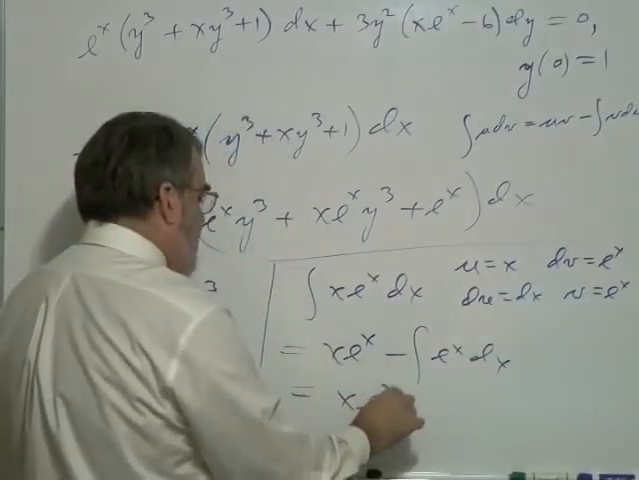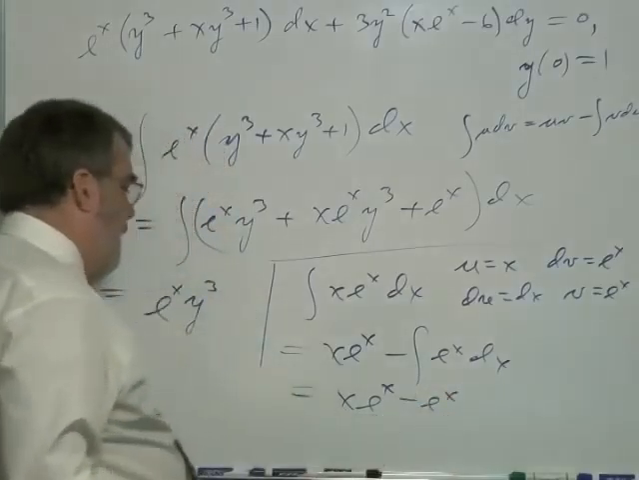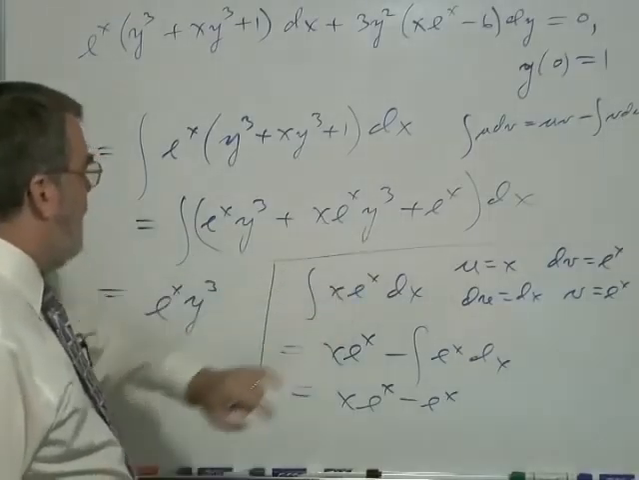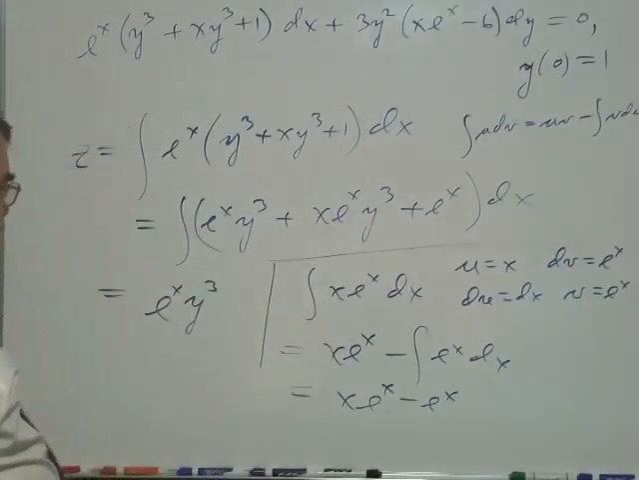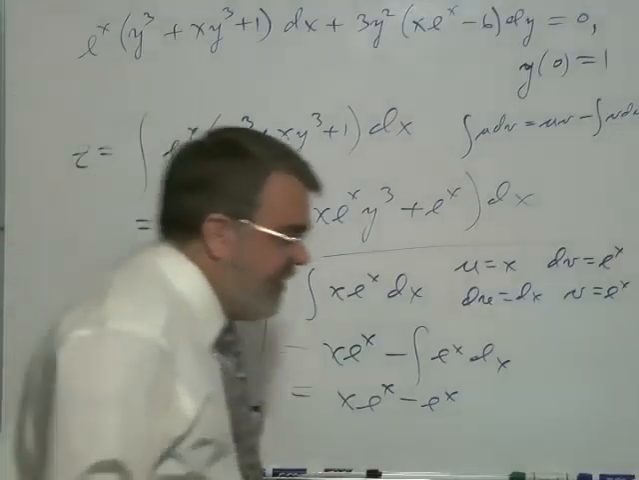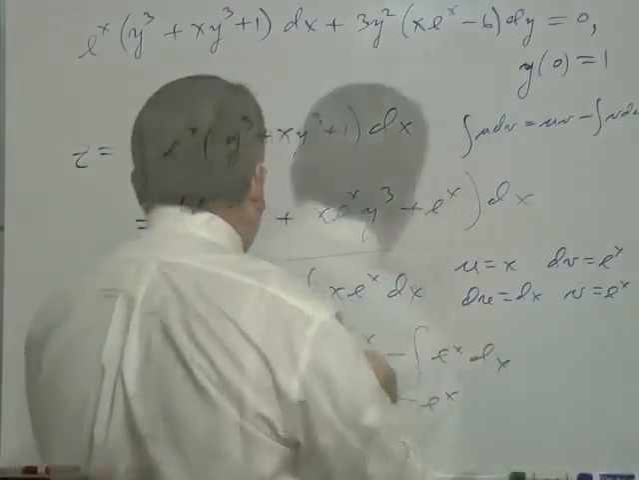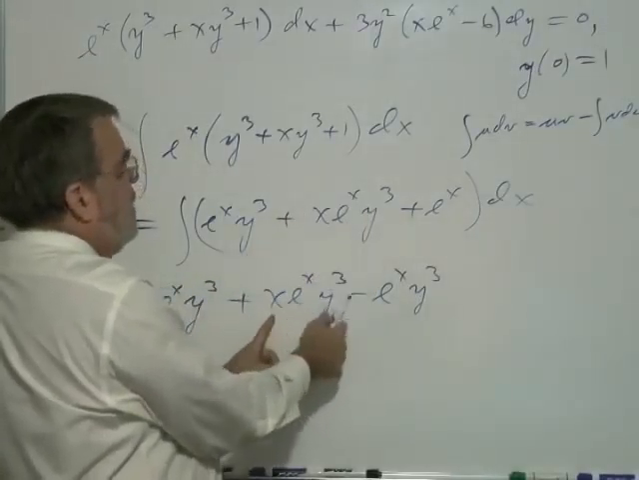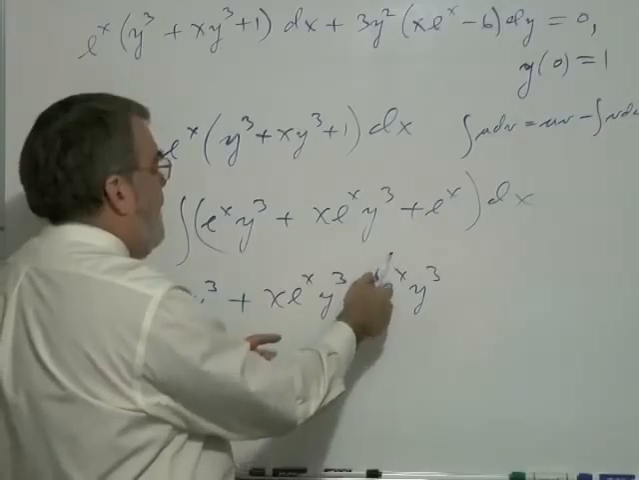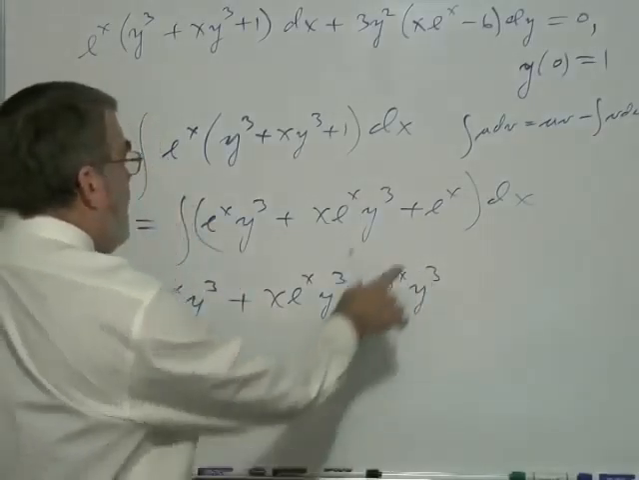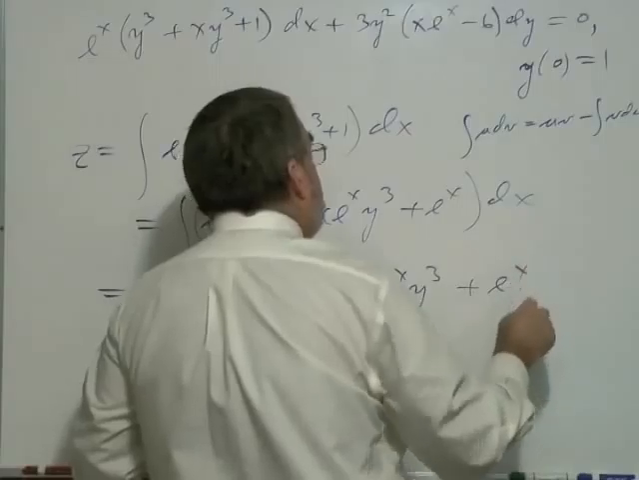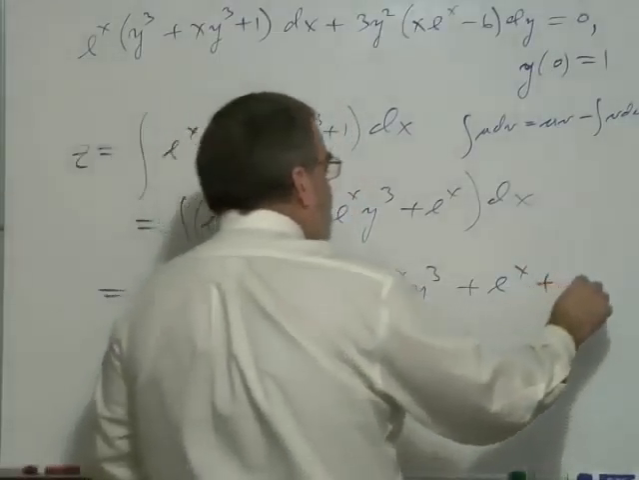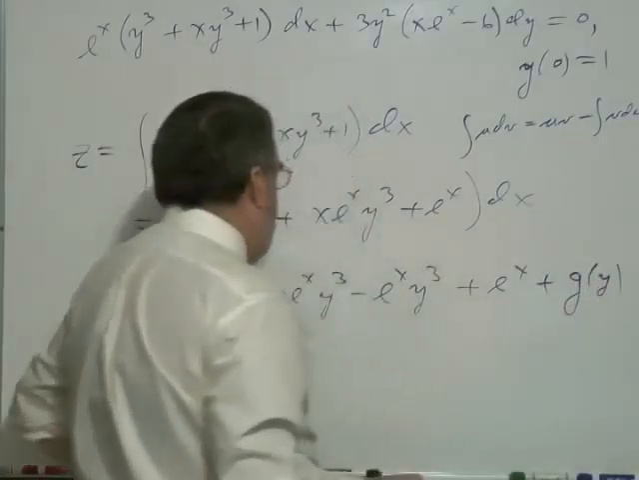And so it ends up being x e to the x minus e to the x. Alright, so there we go. So that's the integral of this part. It'll be times y cubed. So I'm going to erase this and rewrite that the way it's supposed to be. Alright, so this part integrated as x e to the x times my constant y cubed, minus e to the x times the constant y cubed. Integrate e to the x, we get e to the x plus the additive constant, which is a function of y, g of y we'll call it.